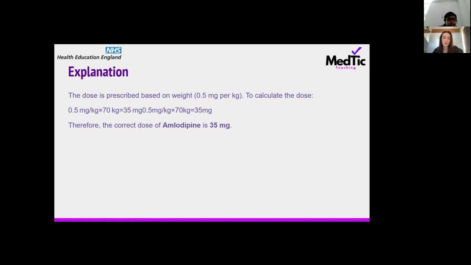So all you need to do is times their weight by what the prescription needs per kilogram. So in this case, 0.5 times 70 is 35. So that was a nice straightforward one to start off with.